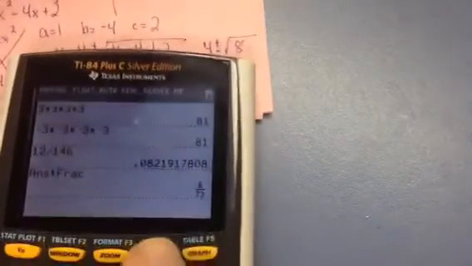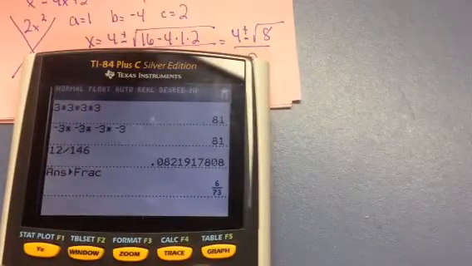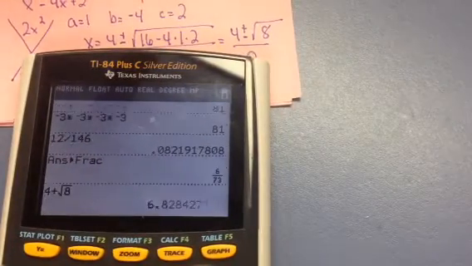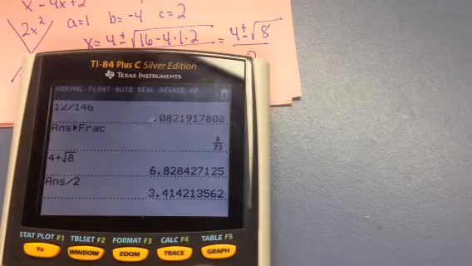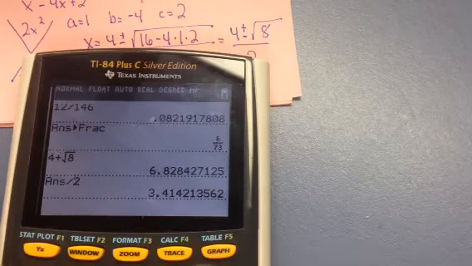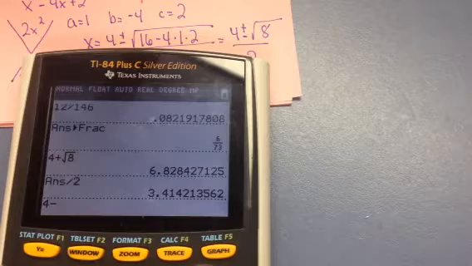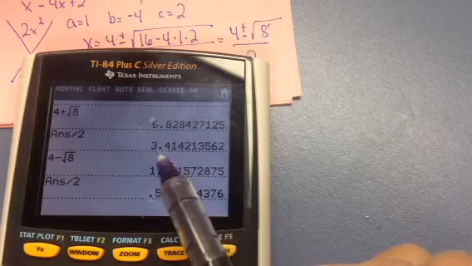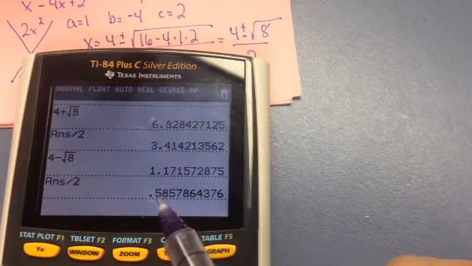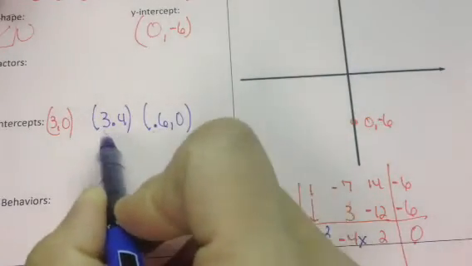And now, because I need to see what these are as decimals, I'm going to go to my calculator and type this in. I'm going to type in 4 plus square root of 8, hit enter, and then I'm going to divide that by 2, which you can't see, covered up. So one is 3.4, and then I'm going to do this again, but I'll do 4 minus the square root of 8, hit enter, divide by 2, and I'll get my other answer. So my x-intercepts are about 3.4 and 0.6. That's how I'm going to round them. Do not round these to 1 or 3.